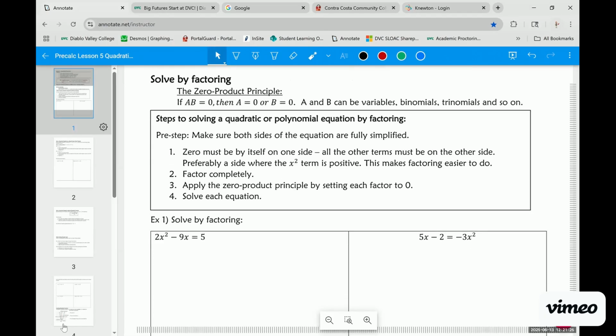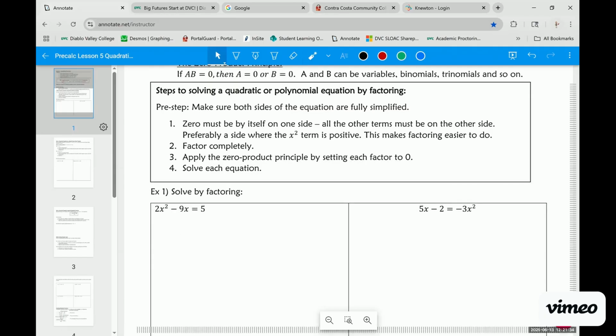Let's look at the steps here. As a pre-step, make sure that you've simplified everything first. I think most of our equations come simplified, but just in case, make sure your like terms are combined. Step 1, 0 has to be by itself. This is not the zero product principle if it says ab equals 4, then a is 4 or b is 4. Nope, that's not true. It only works if everything is equal to 0. So you have to get everything on one side, 0 on the other.